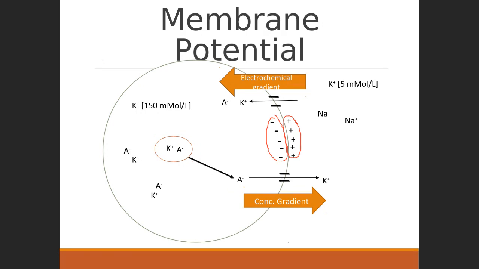At some point, we'll lose enough potassiums and leave behind enough unpaired negative charged amino acids that the force of all of these negative charges are going to start pulling that potassium back across the membrane again. That force that pushes potassium out of the cell, down its concentration gradient, is the concentration gradient. The force that pulls it back in the opposite direction in this case is called an electrochemical gradient.